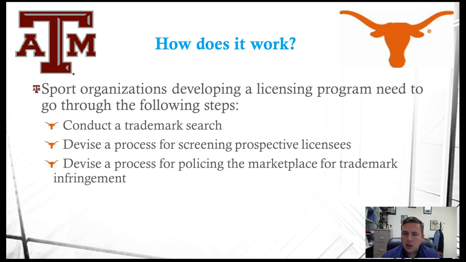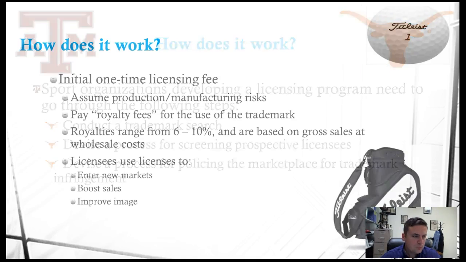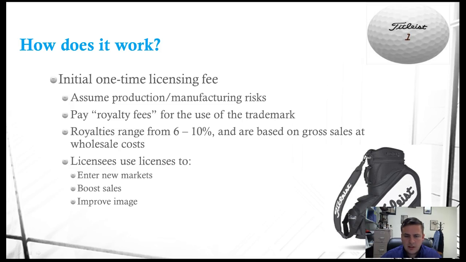And typically, large organizations such as the IOC spend a lot of time and effort trying to work with different countries to police the marketplace. Okay, so how does this work? Like I said before, it's typically an upfront licensing fee. Then you pay a royalty fee per product that's sold, generally 6 to 10%, and some I've seen upwards of 15%, based on the gross sales of the wholesale cost of the product. And it gives you the ability, again, to enter new markets, boost sales, and improve your image.